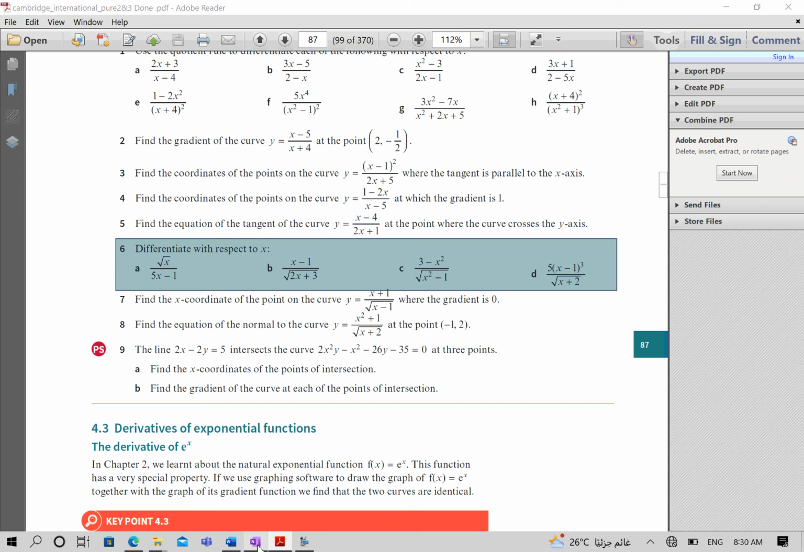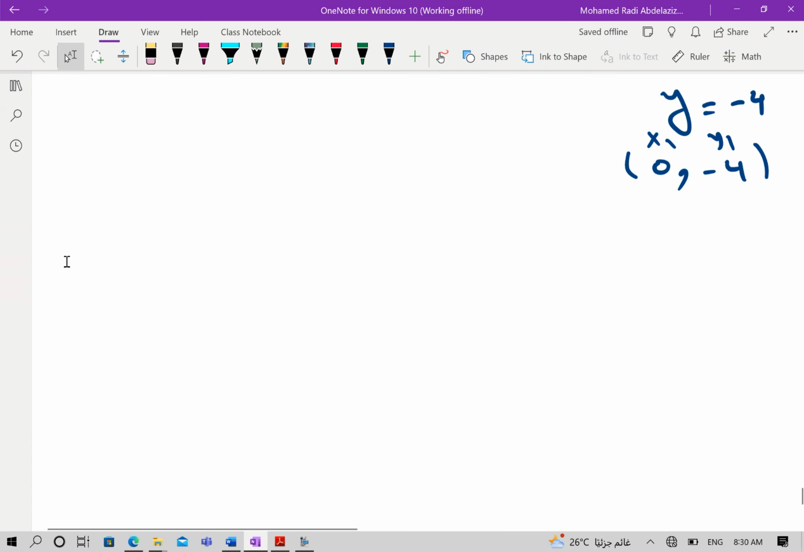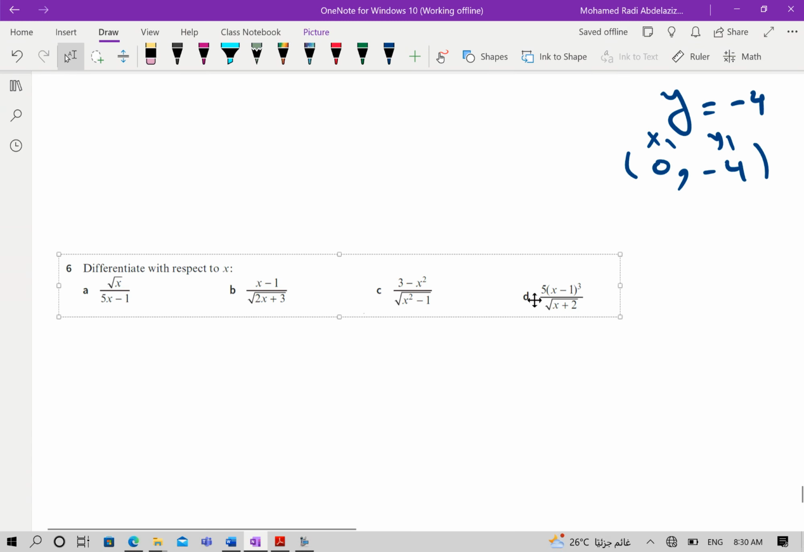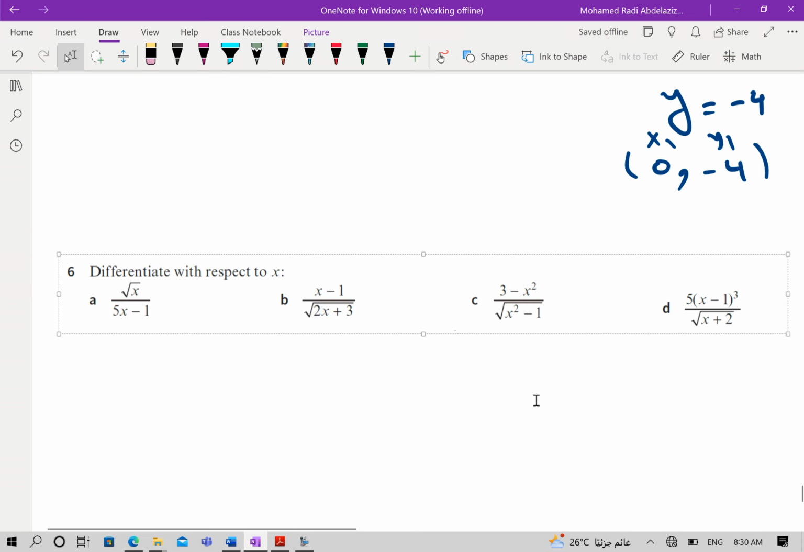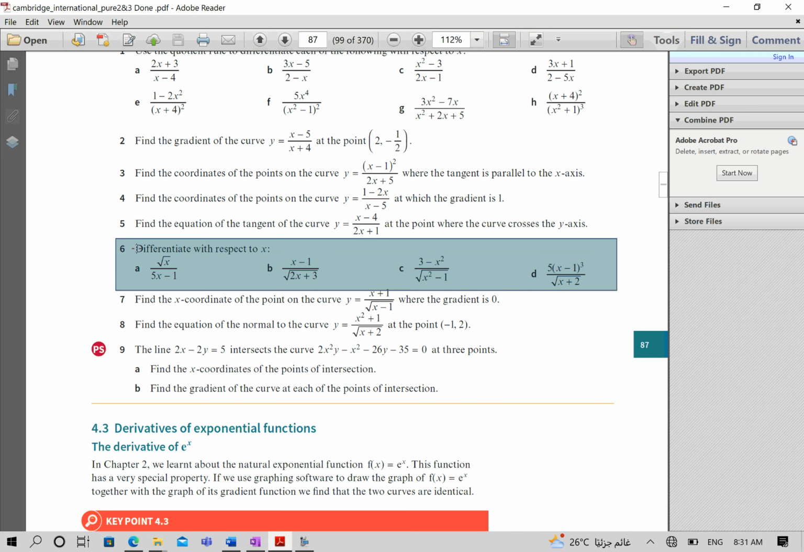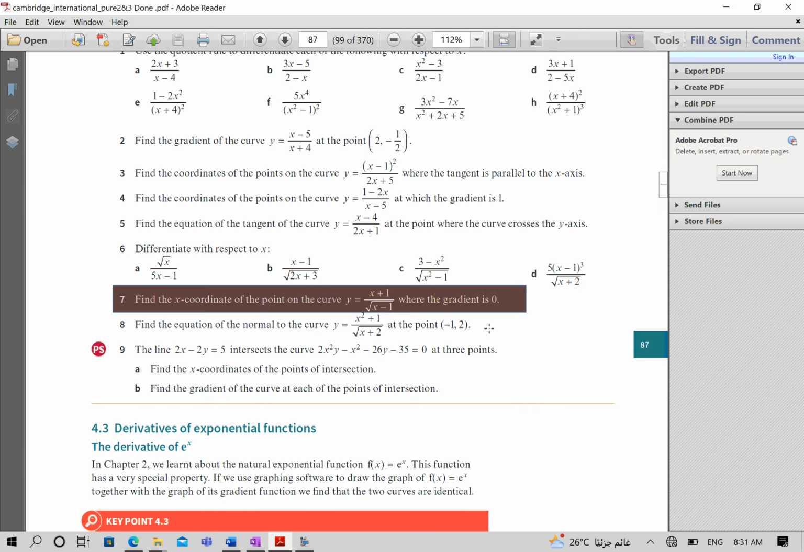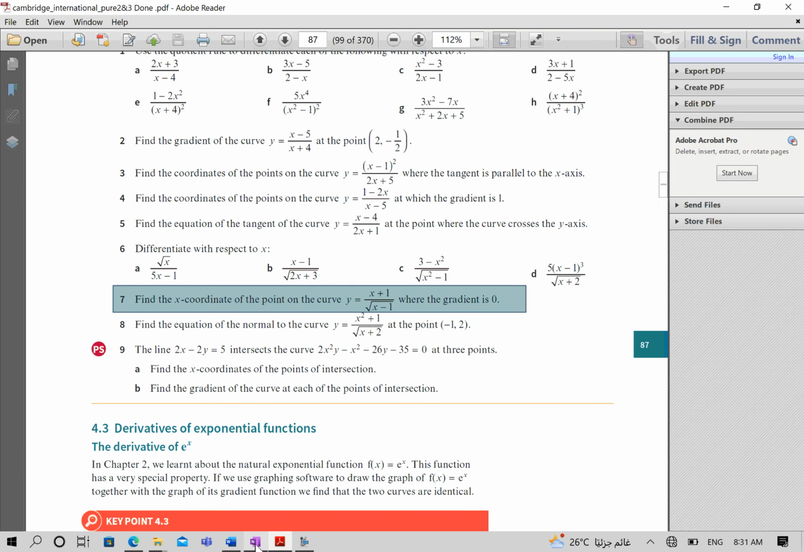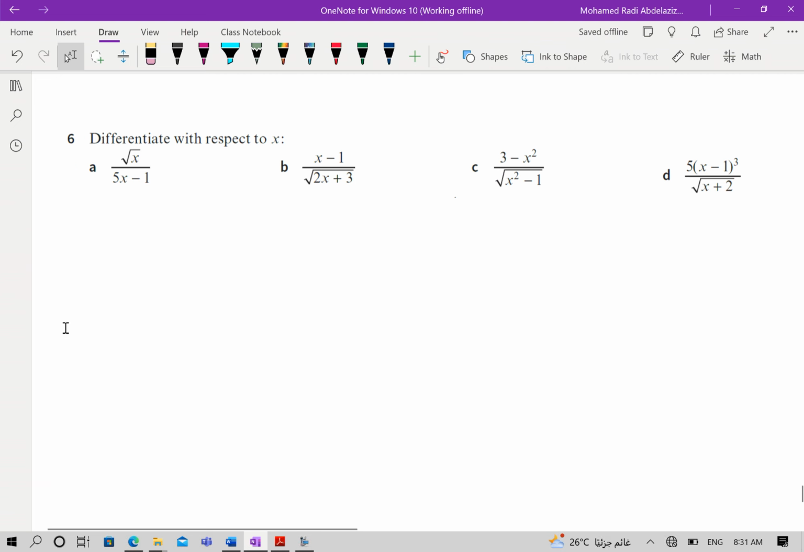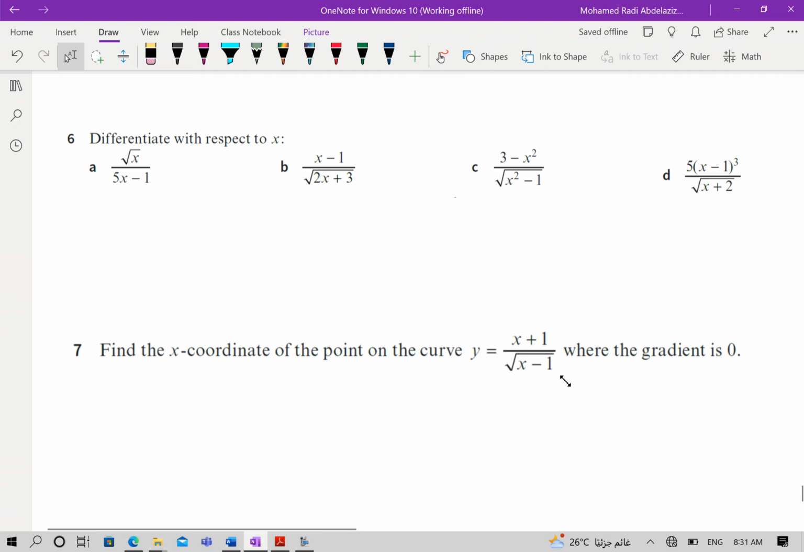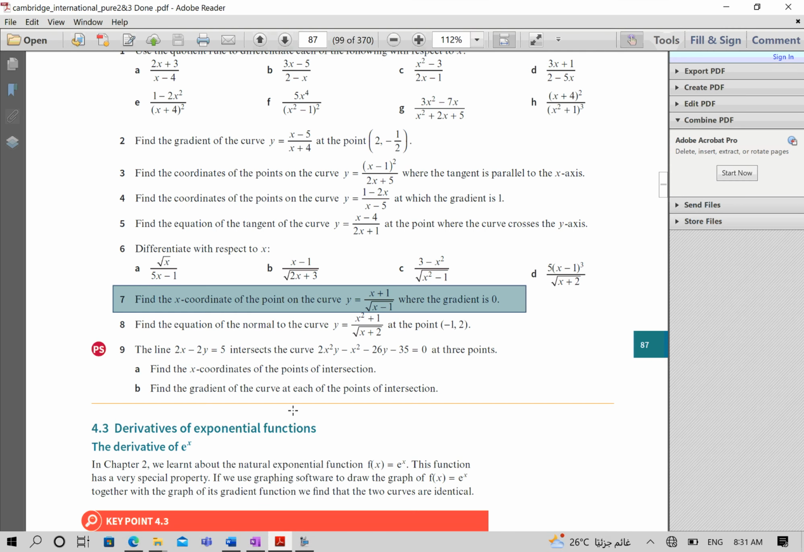Question number 6, he asked to just differentiate, apply the formula. How to differentiate? Using u over v. Differentiation of first multiplied by second, minus differentiation of second multiplied by first, divided by the denominator squared. It's given, find the point. Just differentiate and equate with the gradient, where the gradient is 0, solve your equation and find the value of x. Find the equation of the normal, find the equation of the tangent. Thank you.